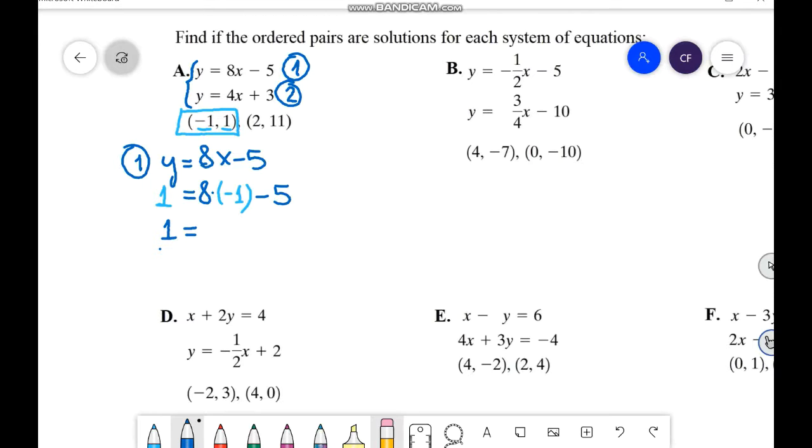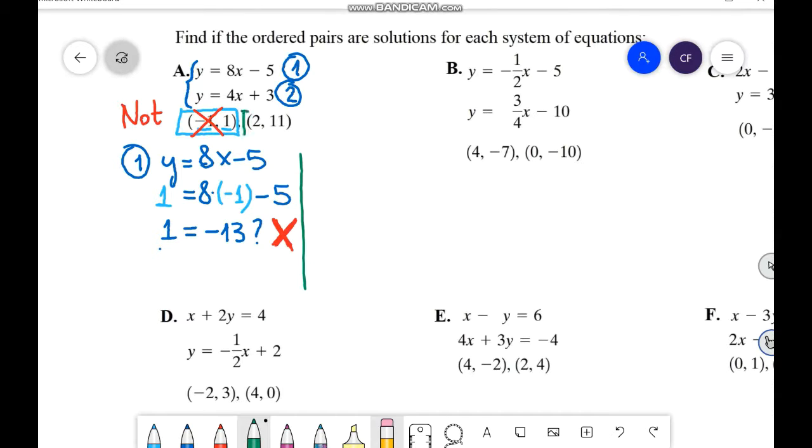8 times -1 is -8, minus 5 is -13. What is this, true or false? This is false, right? That means you don't even need to try the next equation, because if it's not a solution to one equation, it's not a solution to the system. So this is a no, not a solution to the system. Now let's try the next one, okay?